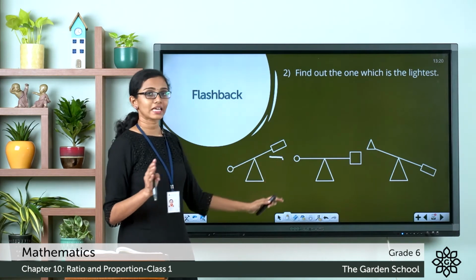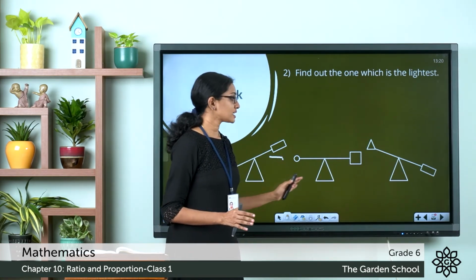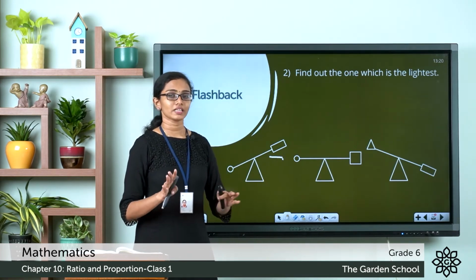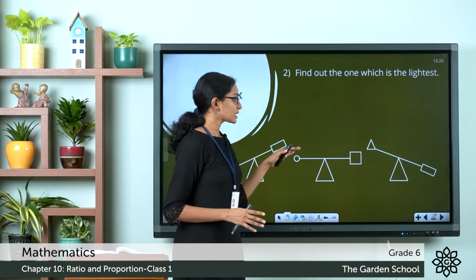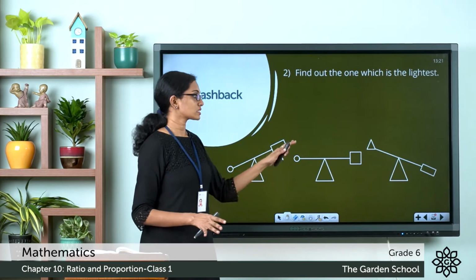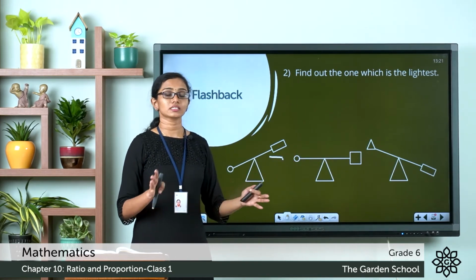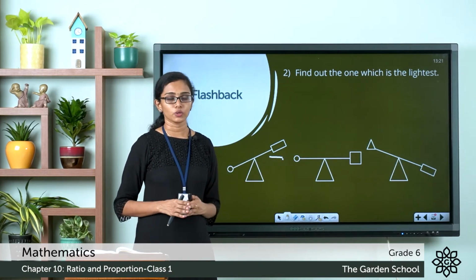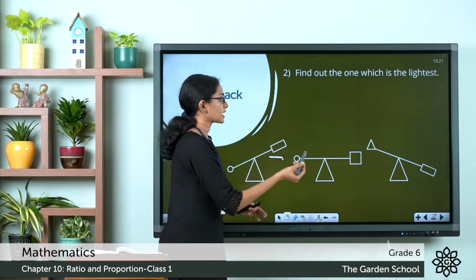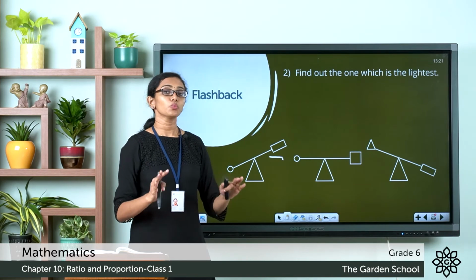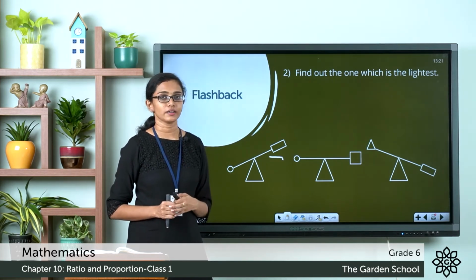Now coming to the second figure, you can see it is balanced on both sides. On the left side we have a circle, on the right side we have a square. It is balanced, which means the circle and the square have the same weight or the same value. So when you compare the circle, the rectangle and the square, which one is the lightest here?